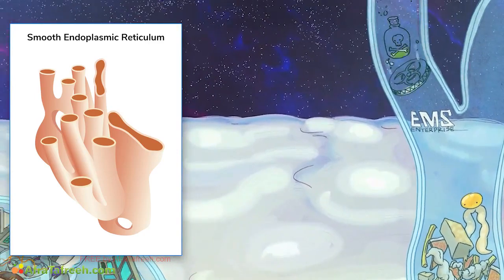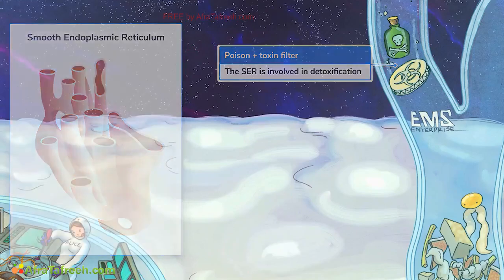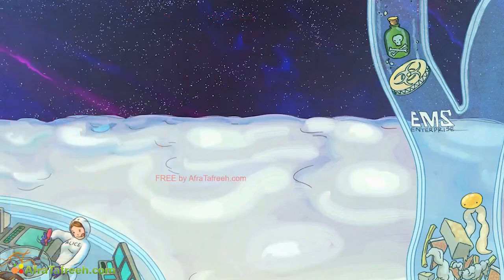But that's not all. The SER is also involved in the detoxification of harmful substances, such as drugs, alcohol, and metabolic waste products. This role is especially important in the liver, the main organ for detoxification. The biohazard filter in the bottle of tequila, poison, is to remind you that the SER gets rid of toxins.